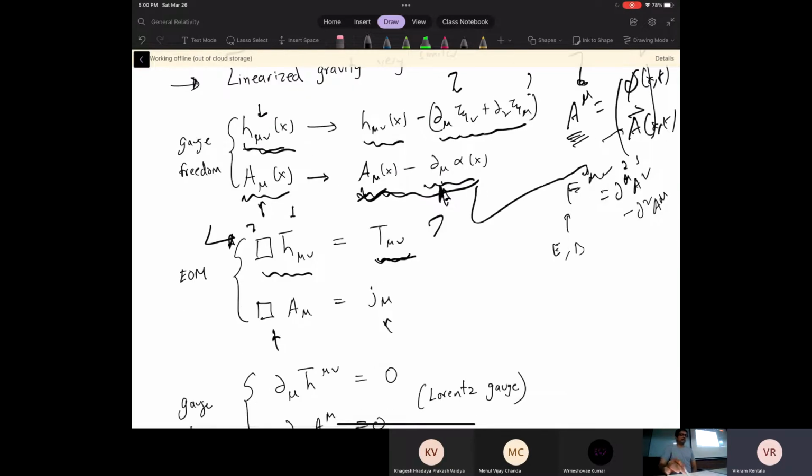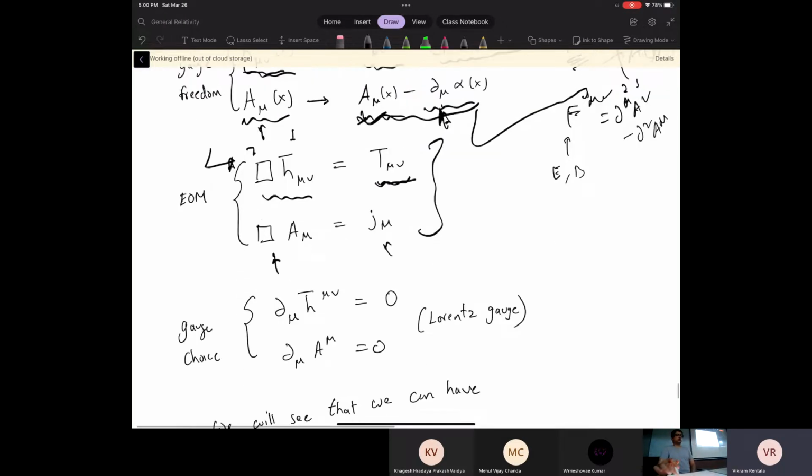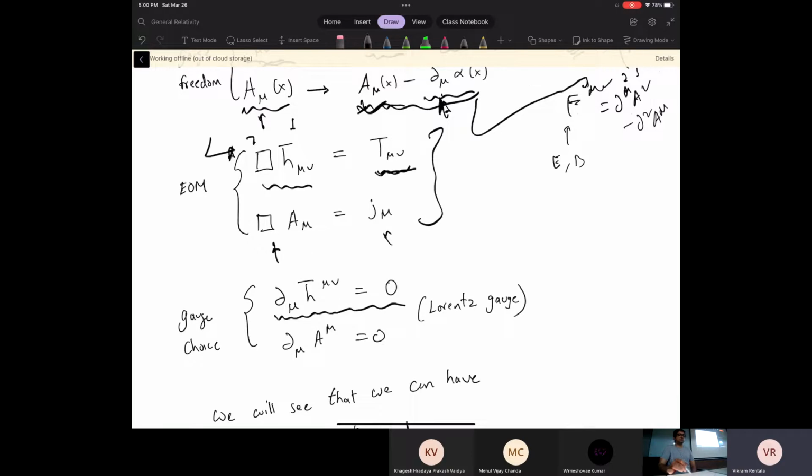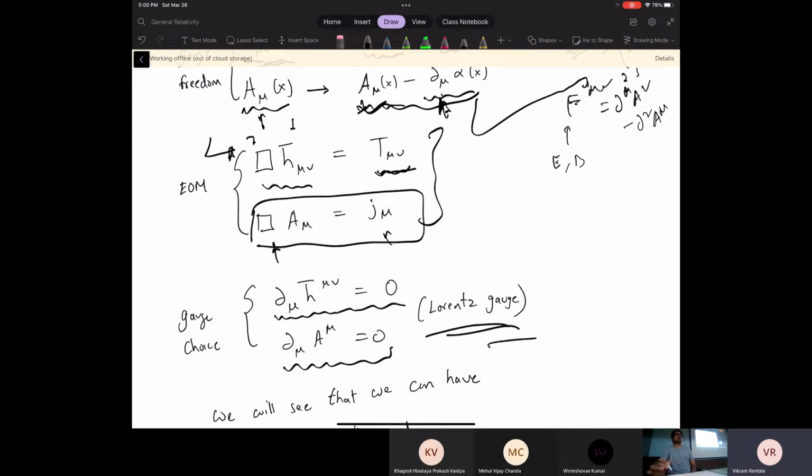And actually, these equations are only valid in a particular gauge. You make a particular gauge choice. So we made the gauge choice partial mu h bar mu nu is 0. In electromagnetism, you have to make the choice partial mu A mu is 0, and then the equations take this form. That is called Lorentz gauge. So you see that there's a lot of similarity between these linearized Einstein's equations and Maxwell's equations.